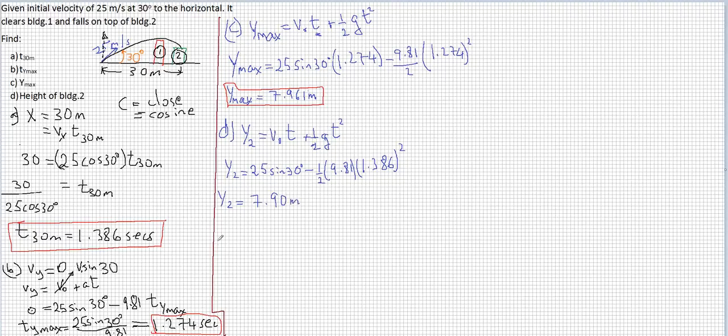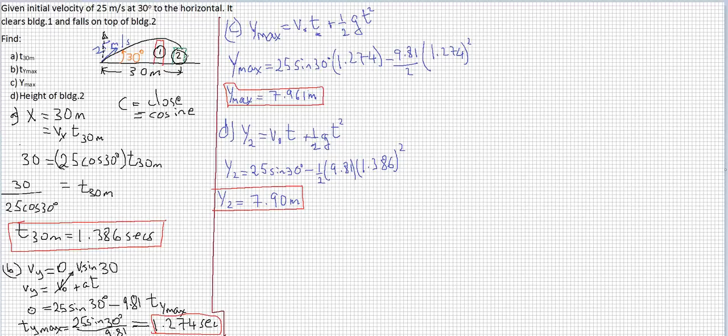Well, notice that building 2, really the distance is so close to building 1, because to reach building 1 it took 7.961, in here 7.90, difference really 0.06 of a meter. So let's continue. Now, although this is not in the question, assume building 2 did not exist. What is the maximum range the stone would have traveled? In other words, I want the full range.